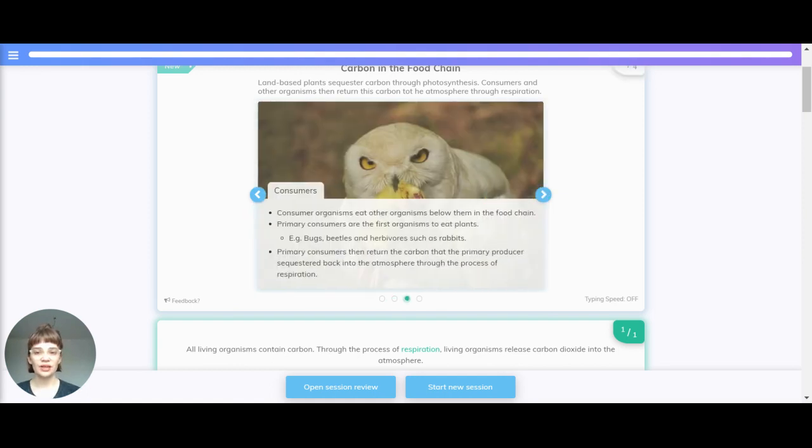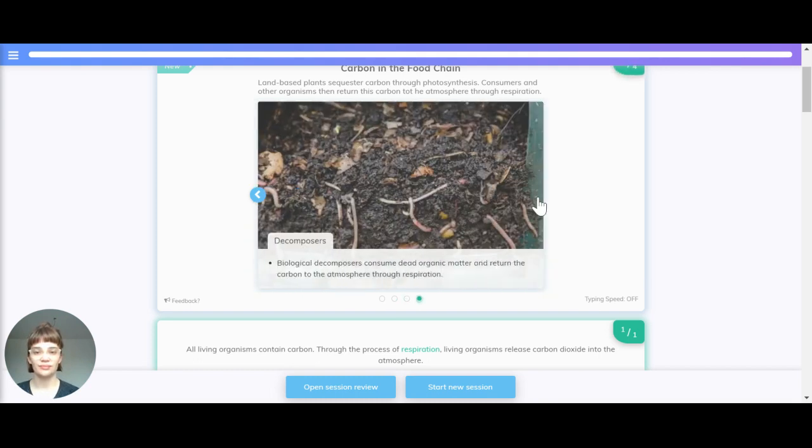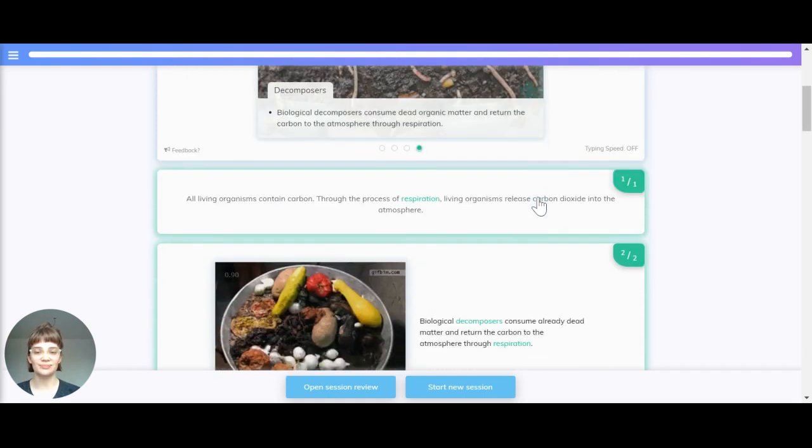Consumers. Consumer organisms eat other organisms below them in the food chain. Primary consumers are the first organisms to eat plants, for example bugs, beetles, and herbivores like rabbits. Primary consumers then return the carbon that the primary producers sequestered back into the atmosphere through the process of respiration. Decomposers. Biological decomposers consume dead organic matter and return the carbon to the atmosphere through respiration.